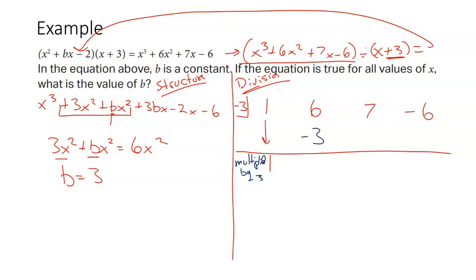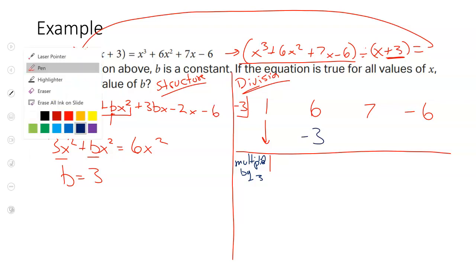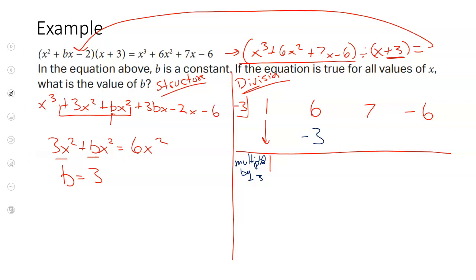What am I going to do with everything in this row? Add. Bring it straight down. Okay? So everything in this row gets added to get the next value. So 6 plus negative 3 is 3. And then now what am I going to do with this 3? Multiply it, and then add, and then multiply, and then add.